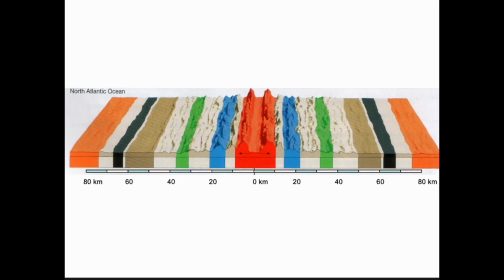So here we see the magnetic anomalies in the North Atlantic Ocean. If we start measuring from the mid-Atlantic ridge in the center, we can see how the stripes are parallel to the ridges, symmetric on either side of the ridge, and we can see how the stripes are always proportional to the width of the geomagnetic chrons.